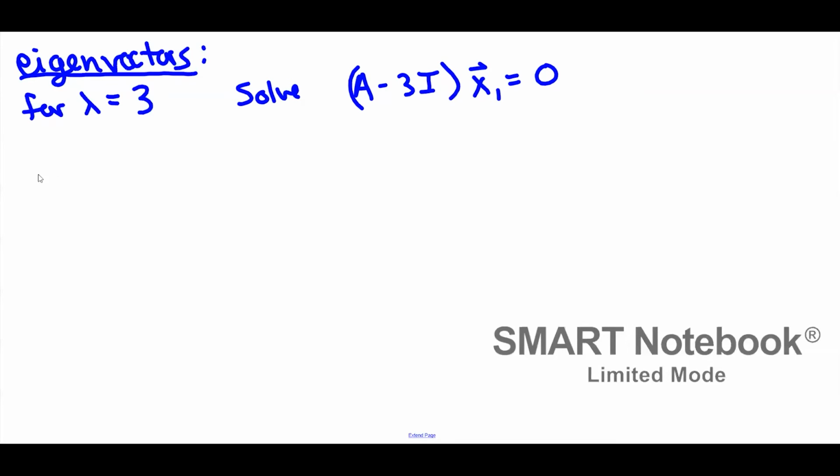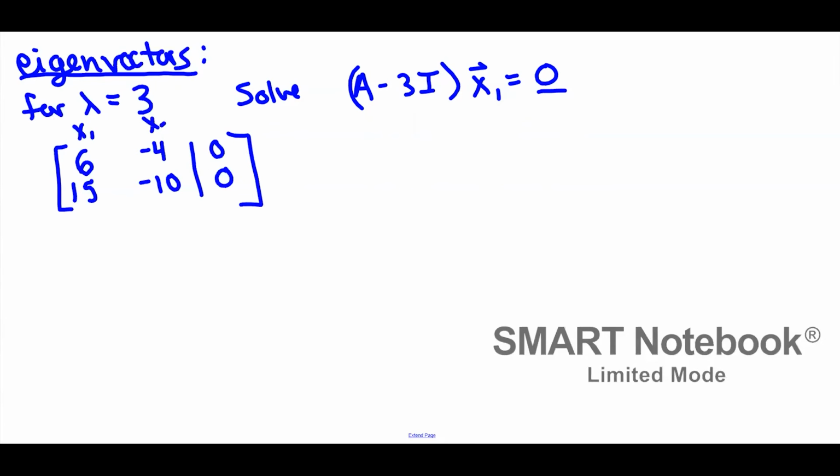So I need to take A and subtract 3 from the main diagonal. The other diagonal is going to stay the same. But here, this was 9. So if we subtract 3, we're going to get 6. This is -7. If we subtract 3, we'll get -10. We have to augment this with 0, right? Because we got 0 on this side. And we're going to have 2 coefficients here. We're going to solve for x1 and x2. That's going to make up our first eigenvector. So let's see if we can figure this out.